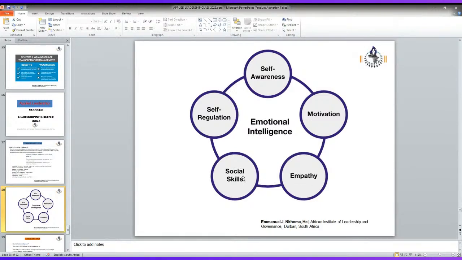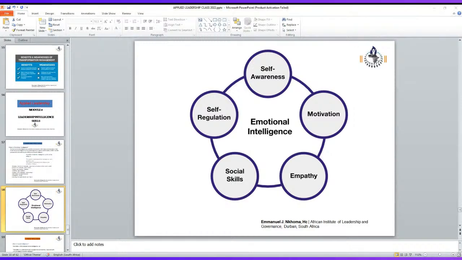Then let's look at social skills. What are the social skills that you have applied so you can deal with your emotions? Then self-regulation. Remember what we spoke about, how you regulate yourself, putting limiters. You must put limiters to yourself. You must understand where you break in. What is your breaking point? You must understand that as a leader.